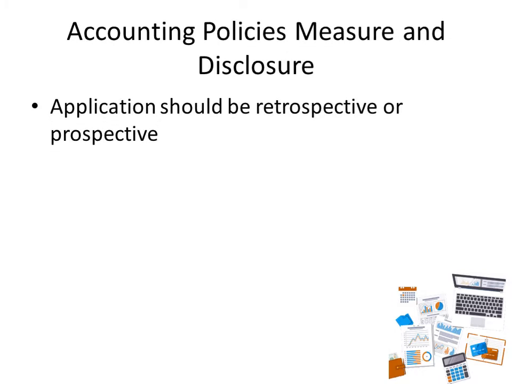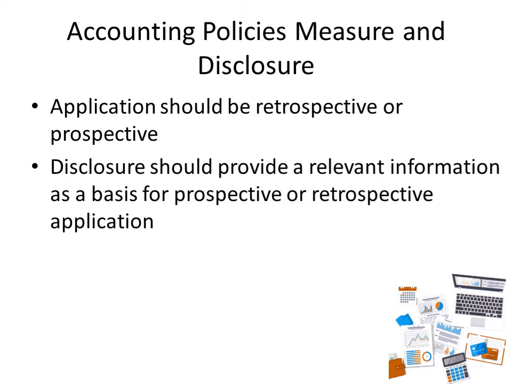Usually, the application of an accounting policy should be retrospective, especially if this affects our previous income. For example, changing the measurement of our inventory from LIFO to FIFO should be retrospective, meaning the previous financial statements should also be restated because of the change in policy. But it is prospective if no previous financial statement is affected or materially affected. As for the disclosure, the company should provide relevant information as the basis for prospective or retrospective application.